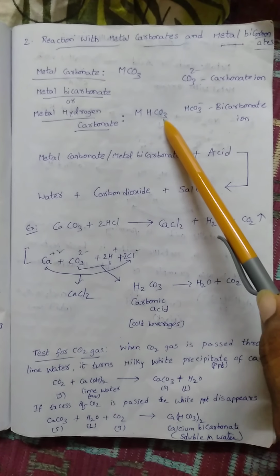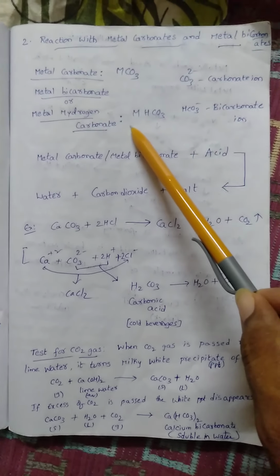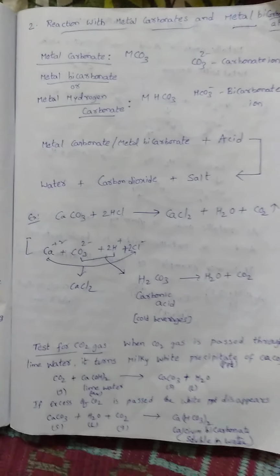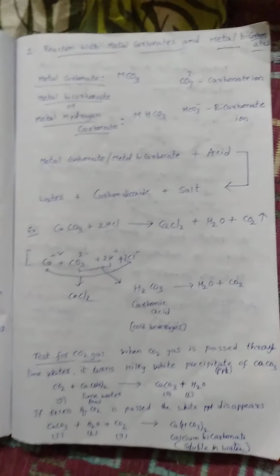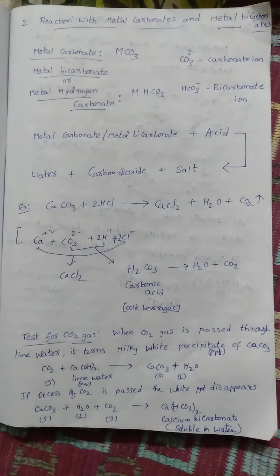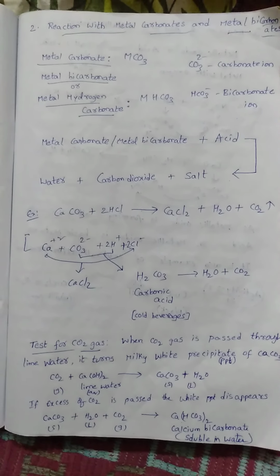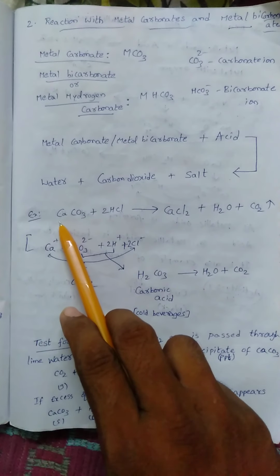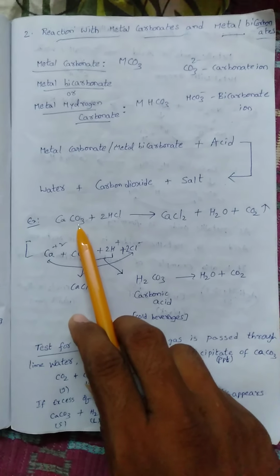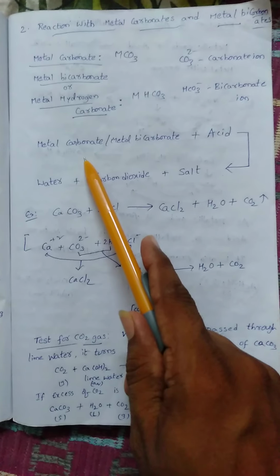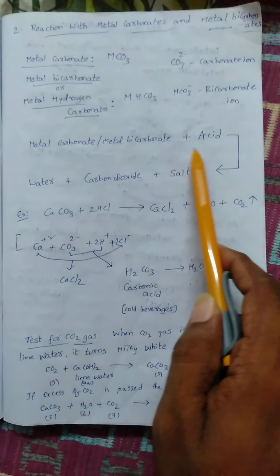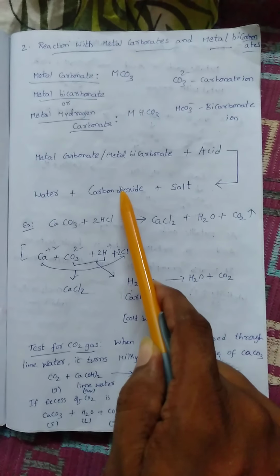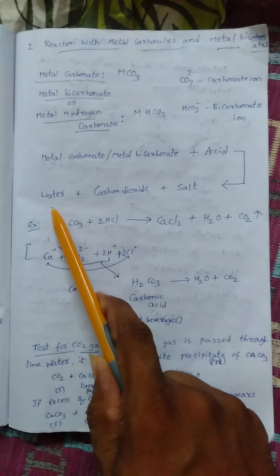A metal with bicarbonate. Here, metal means either first group, second group elements, 13, 14, any metal we can take. For example, metal carbonate means calcium metal with carbonate. A metal carbonate or a bicarbonate on reaction with an acid gives salt plus CO2 plus water.